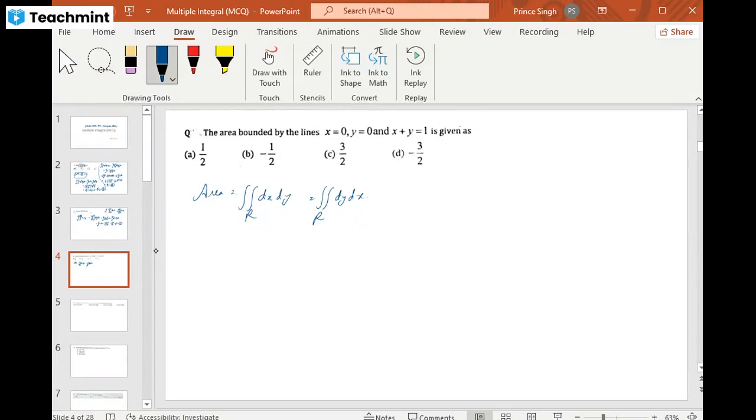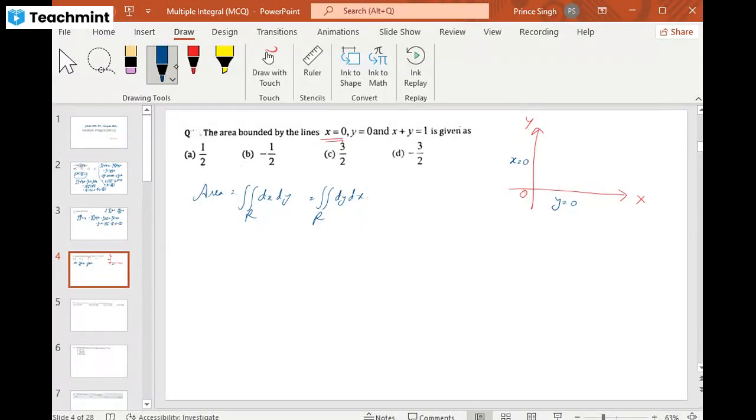Firstly we need to understand what kind of region we are given here and what the limit of the variable is. Okay. In this case we are given three curves. If we draw a rough sketch of the region, this is our x-axis, this is our y-axis, and this is the origin. The x-axis means y equal to 0, and the y-axis means x equal to 0, and then x plus y equal to 1.